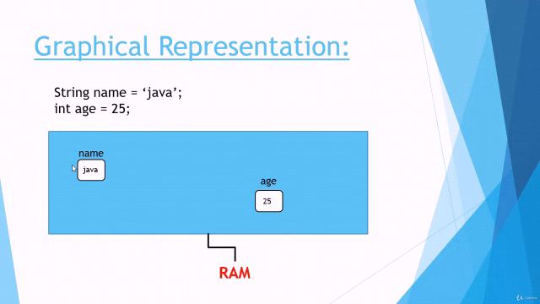In the second line we have declared a variable of integer data type that can only store integer values, and then we have assigned the value 25 to that variable. And you can see on the screen that there is a white box in the RAM with the name age. This block is the memory location that holds the value, and 25 is the integer value that we have stored in the age variable.